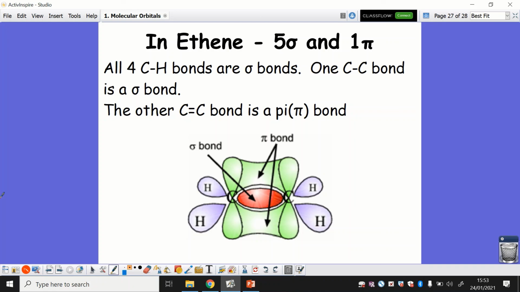Okay, so just to finish looking at alkenes and pi bonds, let's go back to an example of ethene. And just like we've done for ethane, we're going to identify where all these bonds are. So in ethene, we have 1 sigma bond between the 2 carbons, and then 4 between carbon and hydrogen, giving us a total of 5 sigma bonds. And then this whole green area here represents our 1 pi bond.